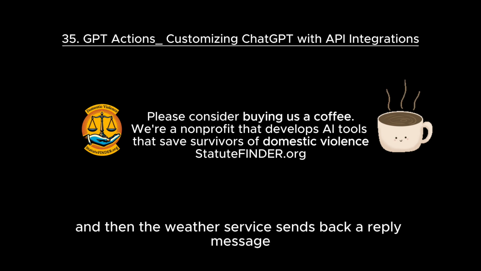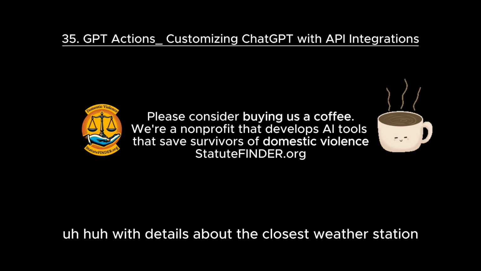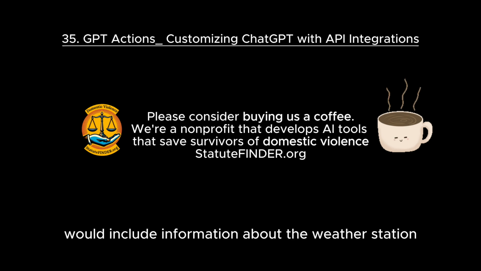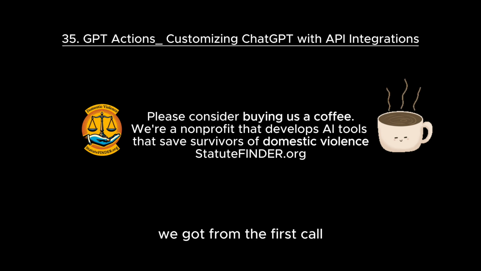Okay. And then the weather service sends back a reply message, also in JSON format, with details about the closest weather station. Okay, so that's the points API call. Right. What about the second one, forecast? For that one, the JSON message would include information about the weather station we got from the first call, along with the dates of your trip.